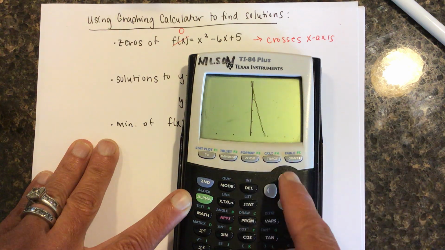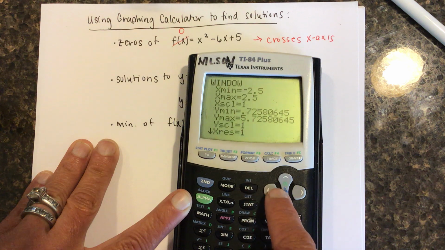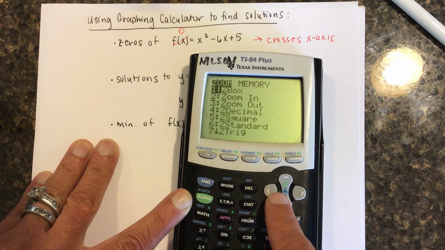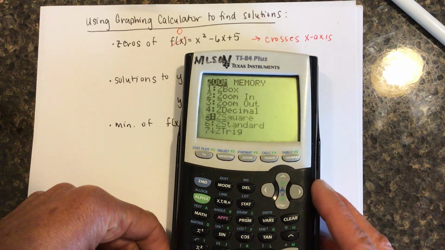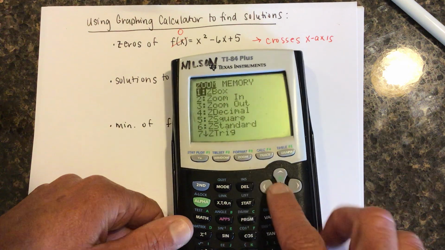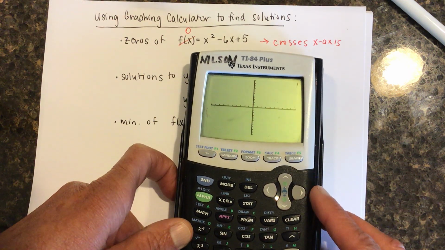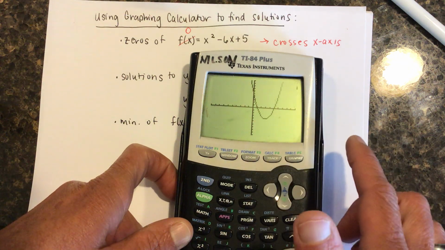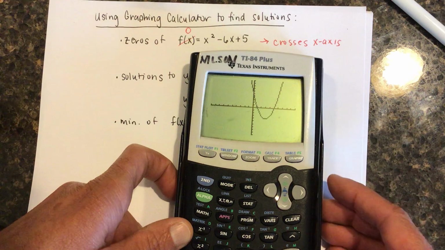And if your graph is off, like mine is off, what you're going to do is hit the zoom button, and you're going to go down to ZStandard right there. Hit enter, and that'll give you your standard window. So every time you want a standard window where it's not working, go ahead and do that.